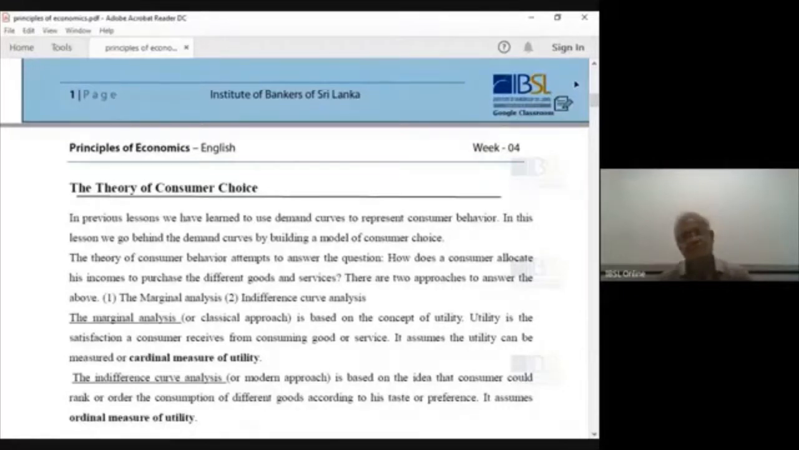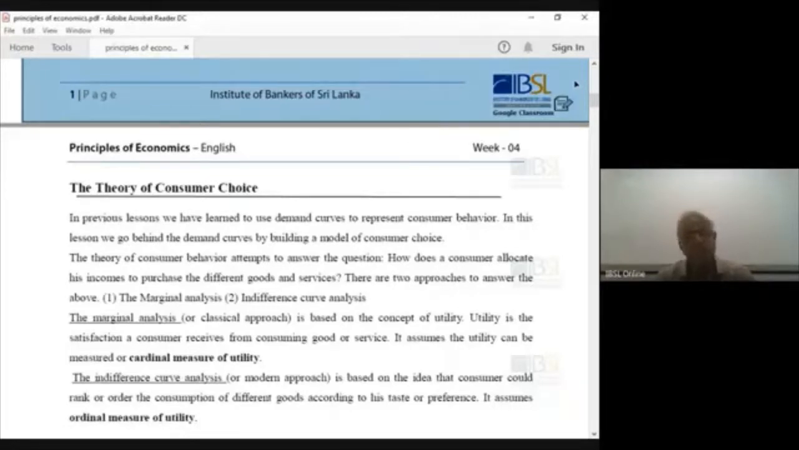How does a consumer allocate his limited income to purchase different goods and services? Here we have to ask the question, why do we consume? What is the objective of consumption? We drink, we play, we swim, we sleep, we eat, we entertain, we watch TV. What is the objective of consumption?